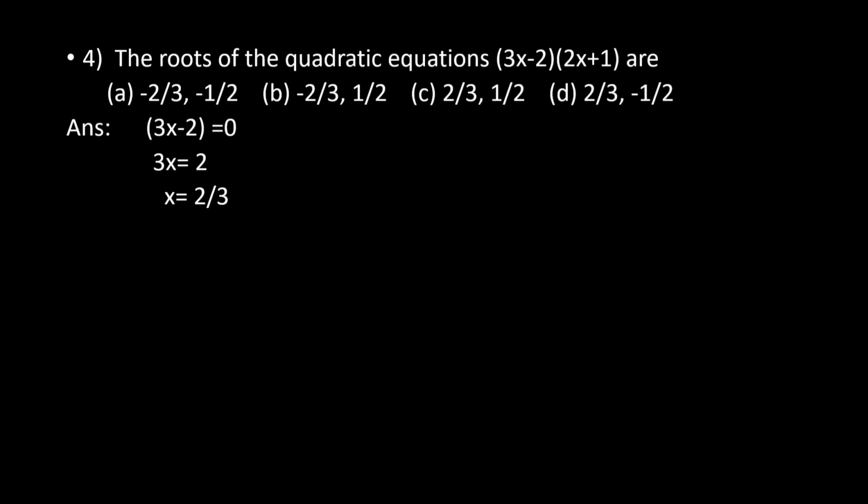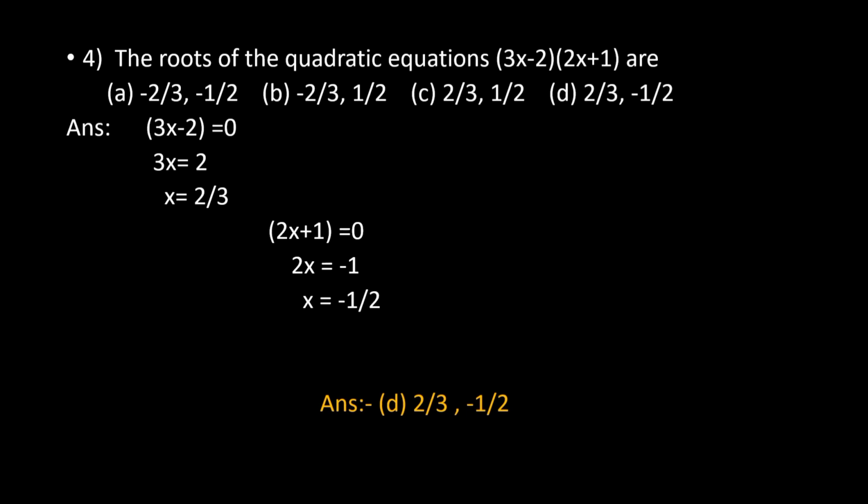Now we will check for 2x plus 1. Okay, 2x plus 1 is equal to 0. Then I'll take that 1 to the other side, it will become minus 1. So x is equal to minus 1 by 2 we will get. Do we have that one? Yes, we have 2 by 3, minus 1 by 2. Option D is the correct one.